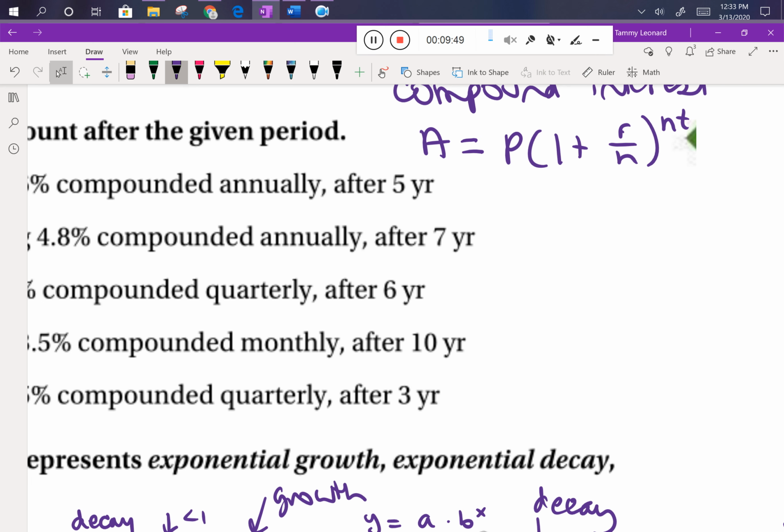Now N, notice N is actually in 2 places. N divides R, but N also multiplies T. That's not a mistake. It's really supposed to be in both places. And it means the same thing in both places. This is what we call the number of compounding periods. So we have to know what they're talking about.